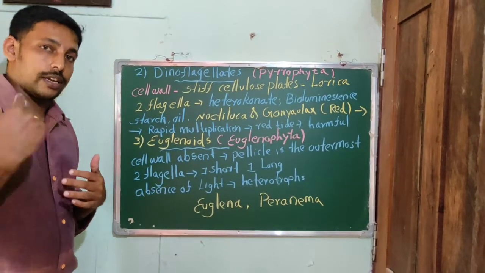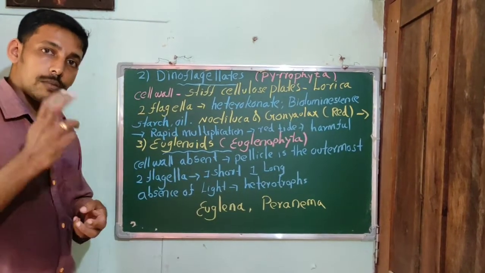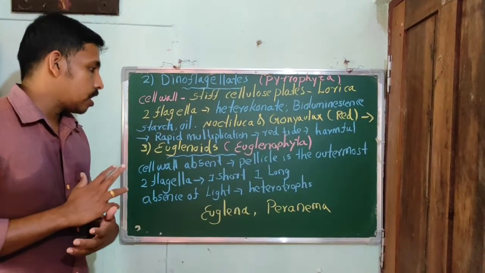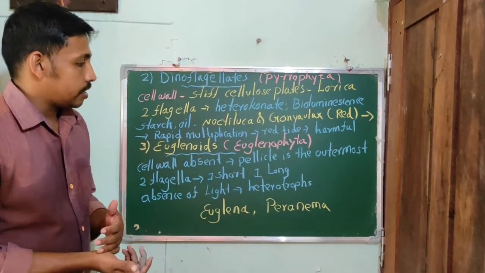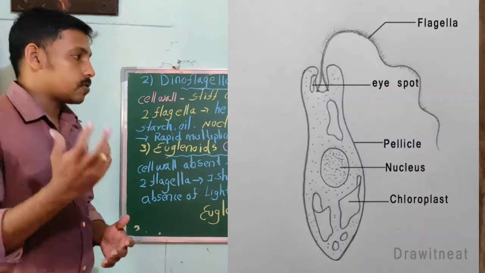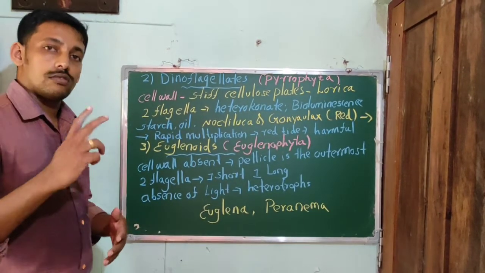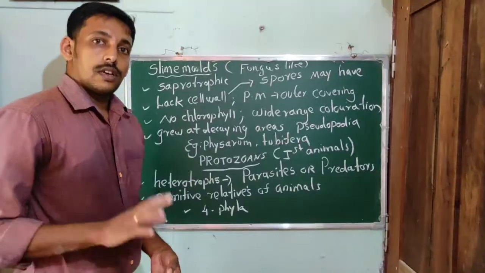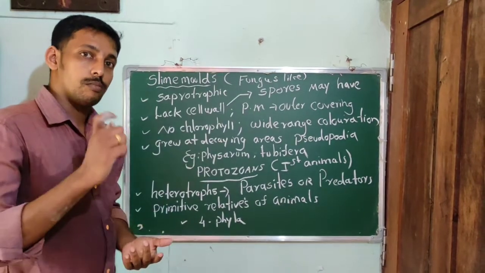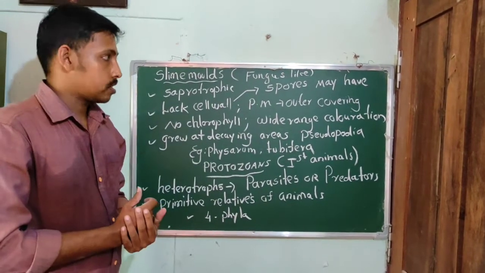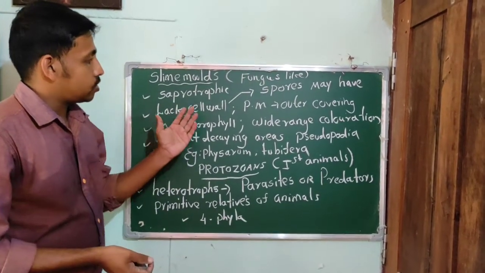And in the absence of light, they may behave like heterotrophs. The pigments present in these euglenoids are similar to those of the higher plants. So Euglena and Paranema are examples of Euglenophyta. Now let's go to the next group: slime moulds, or the fungus-like protists. They are saprotrophic. Their nutrition is saprotrophic, and they lack a true cell wall.